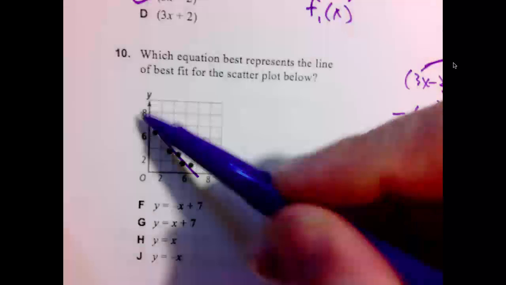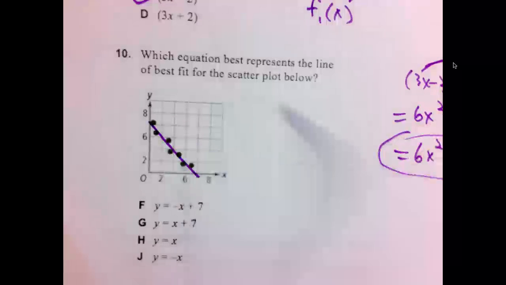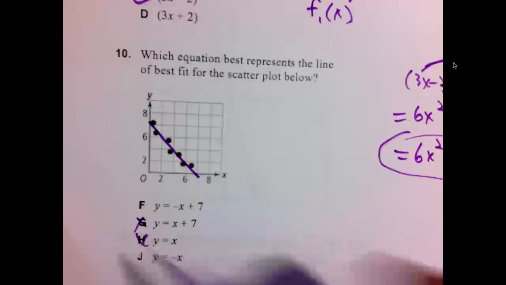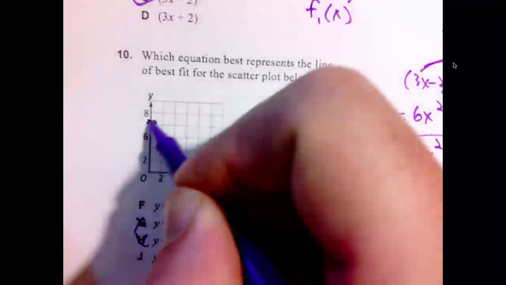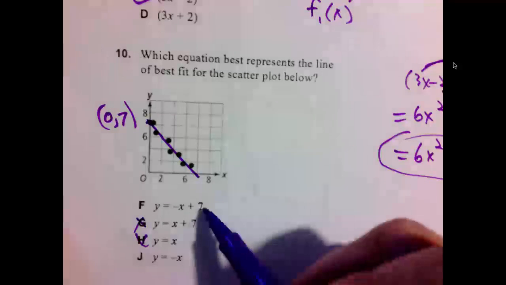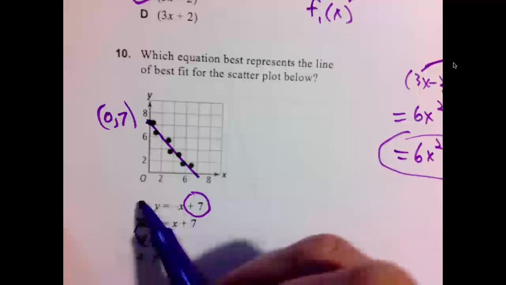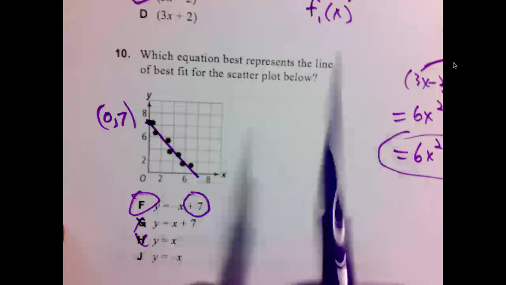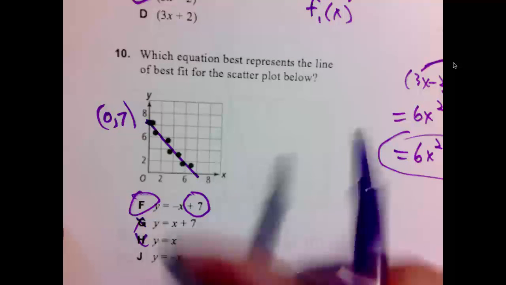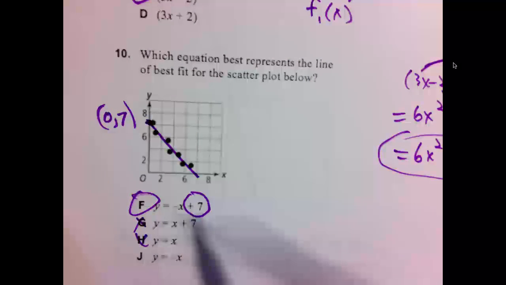What is my slope here, positive or negative? Well, it's negative, so that eliminates G and H. Now what is my y-intercept? That appears to be 0, 7. Well, that's F. Y-intercept of 7, slope of negative 1. If you typed all these in, you would see that this line is best modeled by F there.